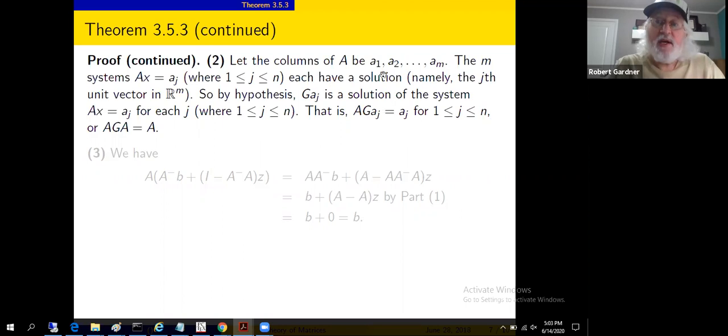Remember what the A sub j's are. They're the columns of matrix A. So this reads A times G times the first column of A equals the first column of A. A times G times the second column of A equals the second column of A, and so forth.